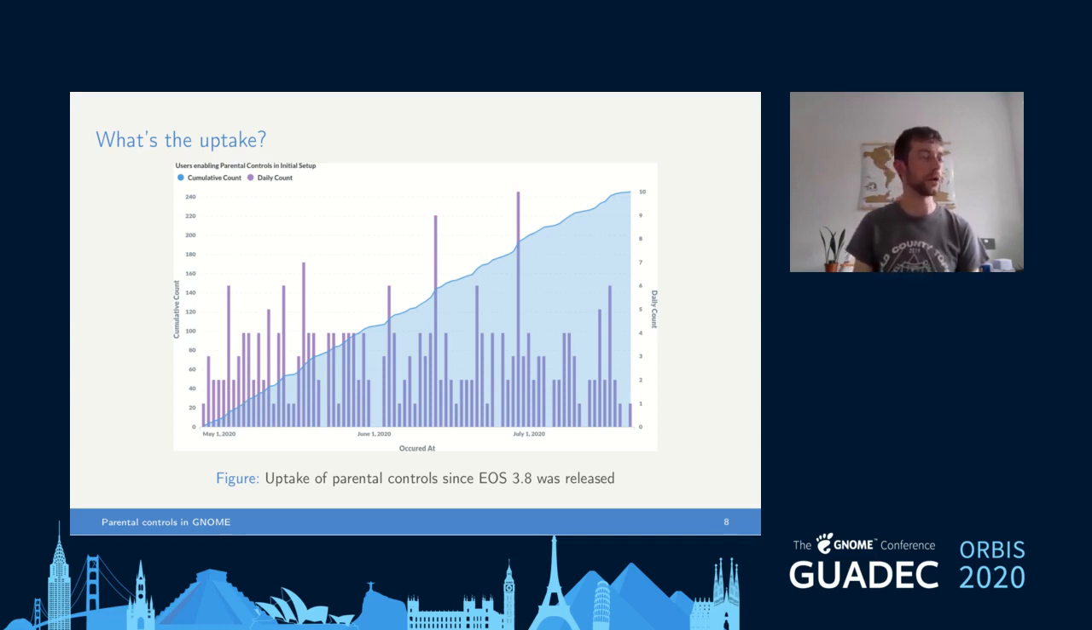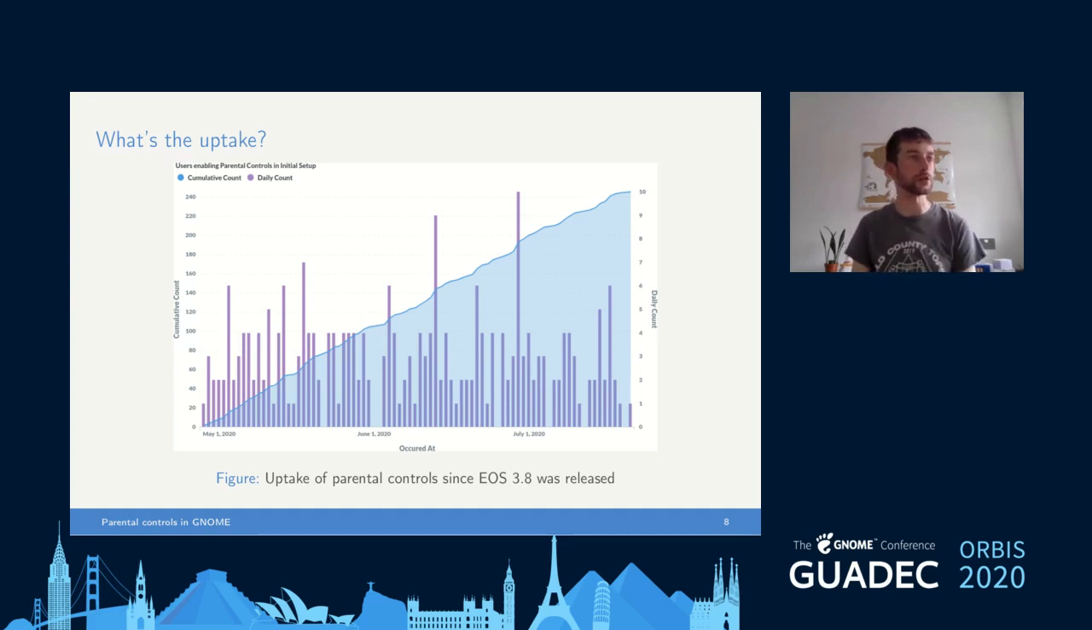There's not very much data yet because the start of May was not that long ago, and a lot of strange world events have happened in the meantime. But interpreting the graph, you can see it seems consistently that about 2% of new users have been enabling parental controls during initial setup, and the curve is pretty straight.